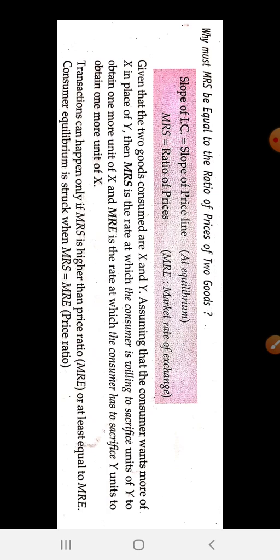Given that the two goods consumed are X and Y, assuming that the consumer wants more of X in place of Y. Now the consumer wants to consume more of X and less of Y. Then MRS is the rate at which the consumer is willing to sacrifice units of Y to obtain one more unit of X. Marginal rate of substitution is the rate at which the consumer wants to sacrifice Y so that he can consume one more unit of X.